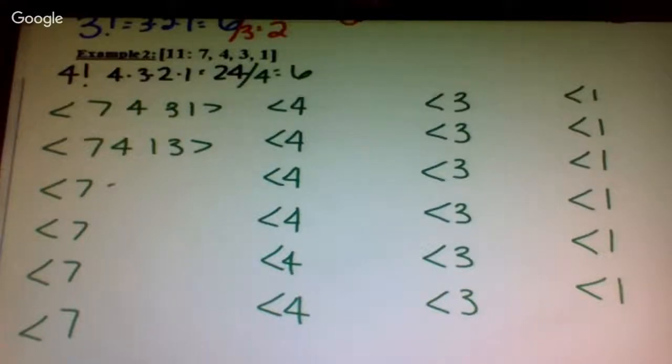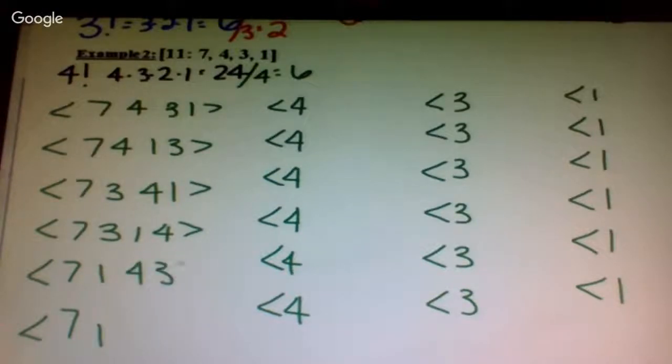Now let's move on to 7, 3. 7, 3, 1, 4. That's it for my 7 3s. 7, 1, 4, 3, and 7, 1, 3, 4. So you have 6 that start with 7, 2 of each, and then order the rest.